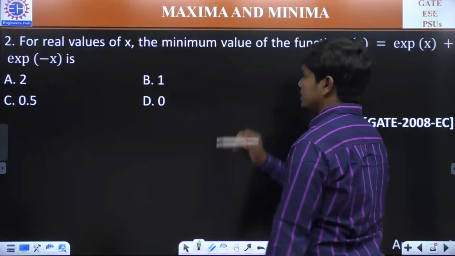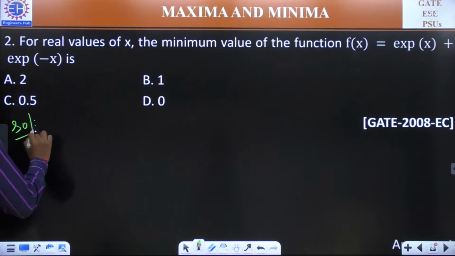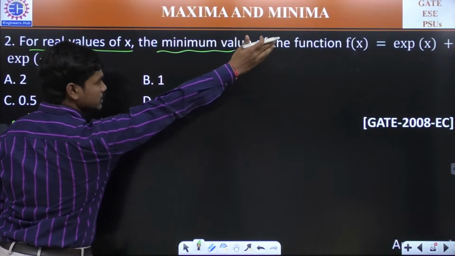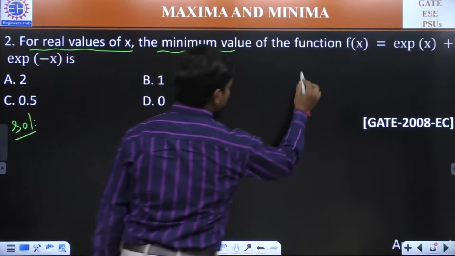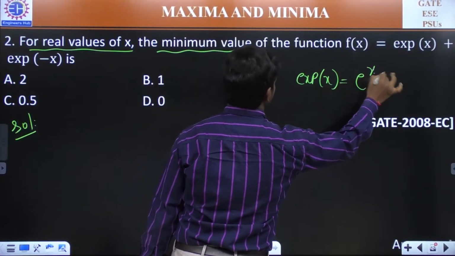Okay, so this is the next question. For real values of x, the minimum value of the function exp of x is nothing but e power x. Okay, if you write exp of something, this is exponential to the power x.